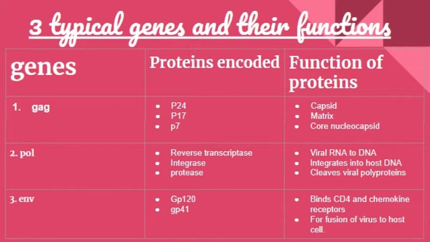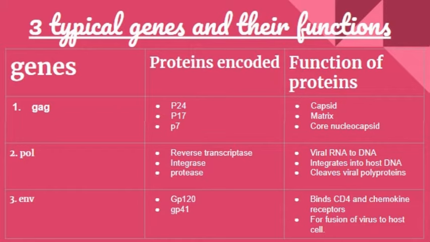The second gene is the POL gene. POL gene creates the enzymes, the 3 special enzymes that we have discussed. The 3 enzymes are reverse transcriptase, integrase, and protease. The third gene is the ENV gene. ENV gene creates the glycoproteins.